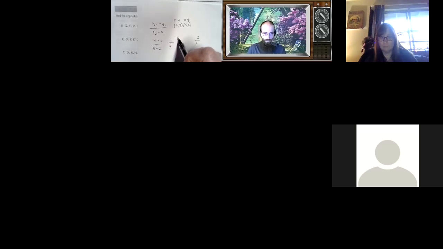The 1 is the rise. The 3, the number on the bottom, is the run. Rise over run. Rise is the y-axis. X is the run. X-axis is the run.